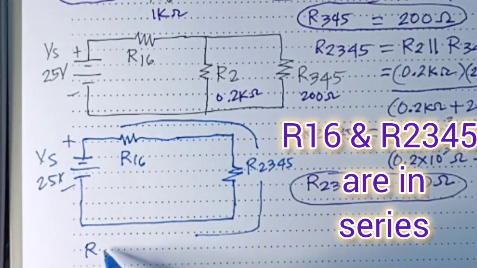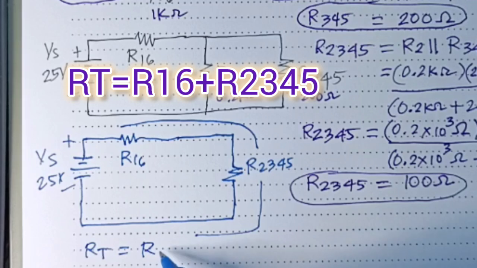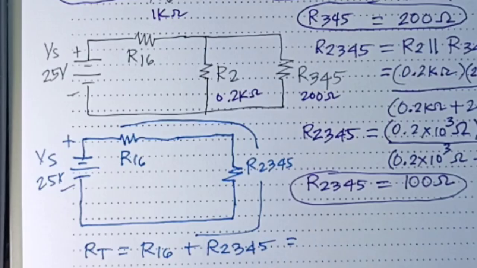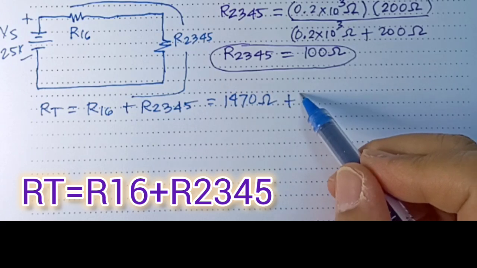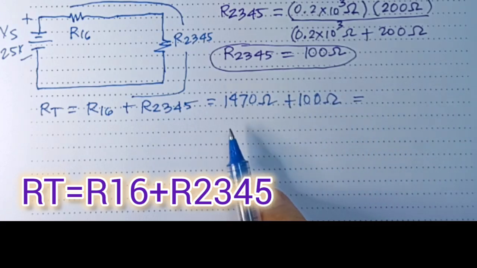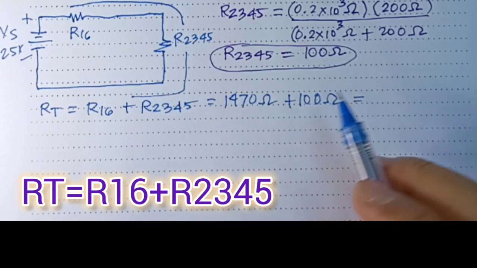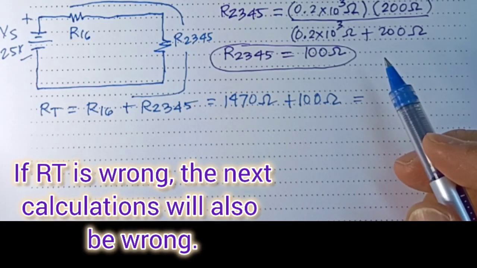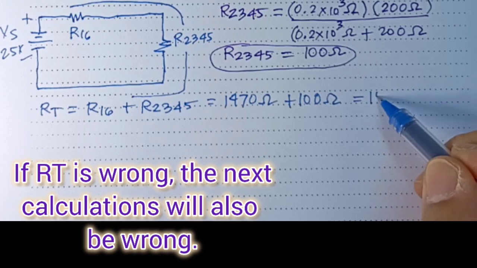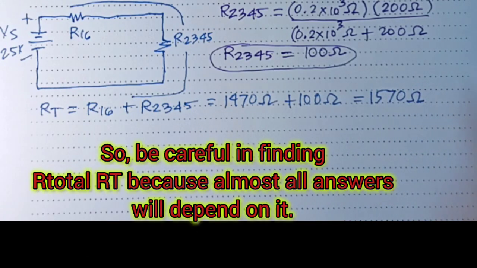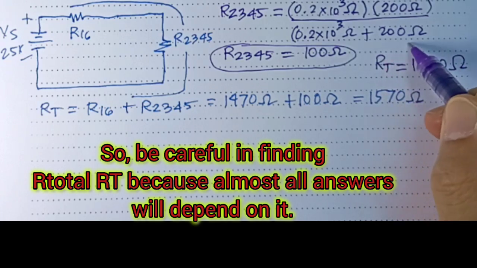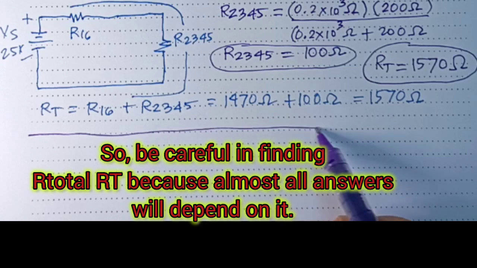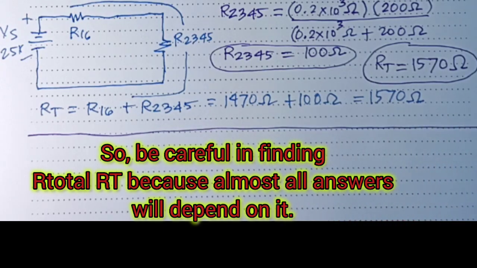And so we can say that the R total of the whole circuit will be equal to the series of R16 plus R2345, because they are now in series. So I will get the value of R16, which is 1470 ohms, plus R2345 of 100 ohms. 1470 plus 100, we got 1570 ohms. This will be our R total. So our R total equals 1570 ohms. That's how to get the R total.